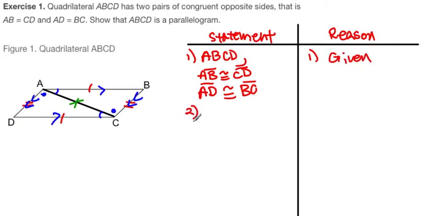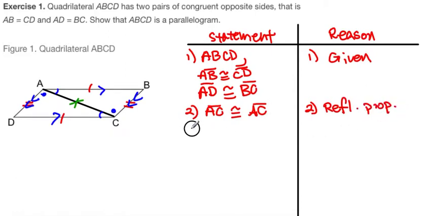Now, number 2. As we have seen, line segment AC is congruent to line segment AC by the reflexive property. Then we get to realize these two triangles must be congruent to each other. So triangle ABC is congruent to triangle CDA by SSS.